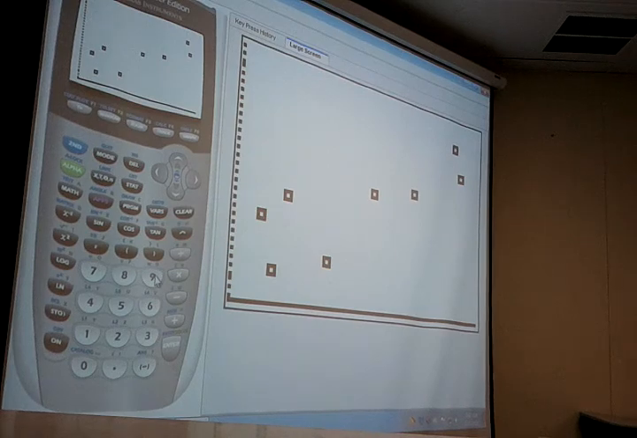0.3. 0.2. I'd say more like 0.7 maybe. 0.3 would be even more scattered, just barely a positive trend. That's a pretty strong positive trend, I think.